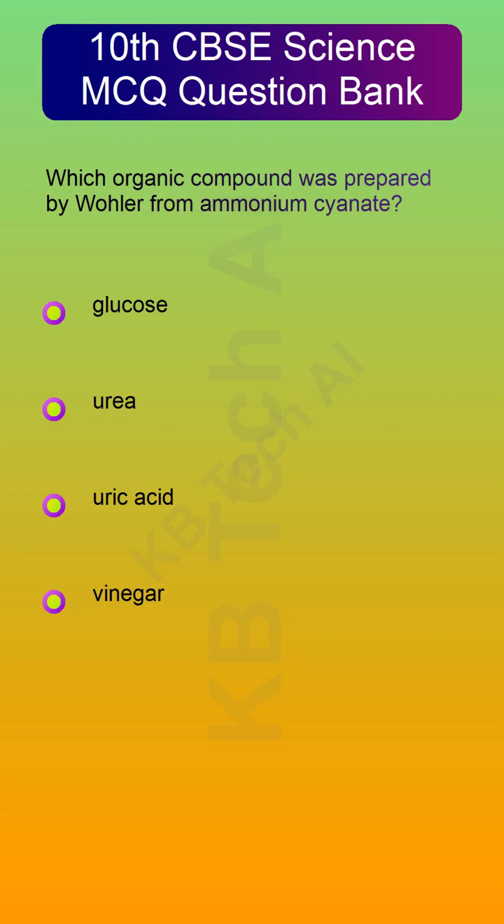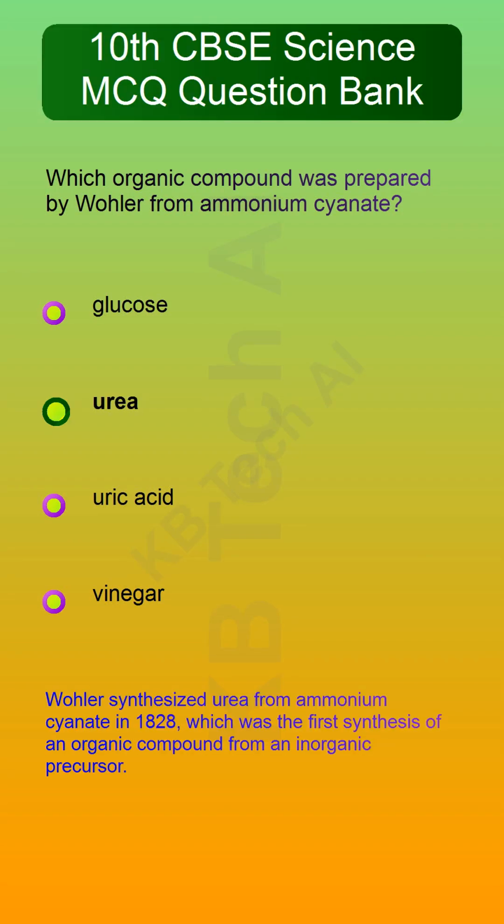Which organic compound was prepared by Wohler from ammonium cyanate? Option 1, glucose, option 2, urea, option 3, uric acid, option 4, vinegar. The answer is, option 2, urea.